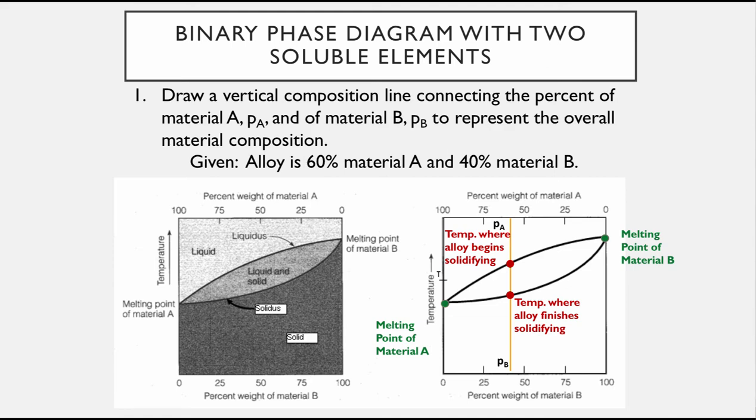Where the vertical composition line crosses the solidus, that actually then tells us the final temperature. As long as we cool and lower below this temperature, then our entire alloy should be solid. But in between those two temperatures, we're going to be both liquid and solid. These 2 points, where we begin solidifying and where we finish solidifying, they're both at temperatures lower than B's melting point, but they're both at higher temperatures than A's melting point. So by alloying, we can actually control the melting point behavior, and sometimes we really want to do that.